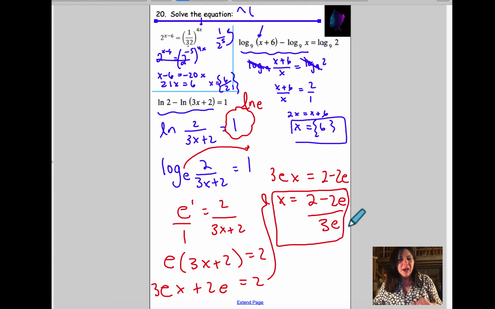Leave it. Yes, you can change e into 2.71828 and get a decimal, but look at your solutions and see, is this one of my options? Is this one of my answers? Should I use that, right?